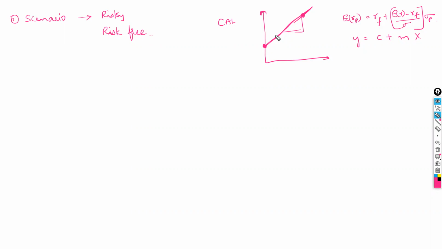Post that, we have moved on and we thought, what if we have, instead of one risky asset, n risky assets? Scenario 2. Then what do you do? Then we looked at the specific formula on how the formula appears, and we compress that formula into matrix algebra.